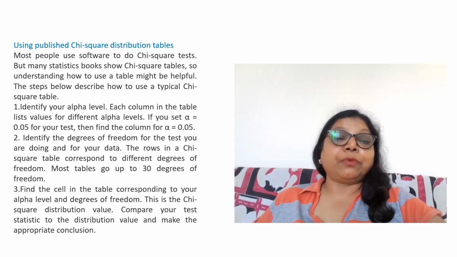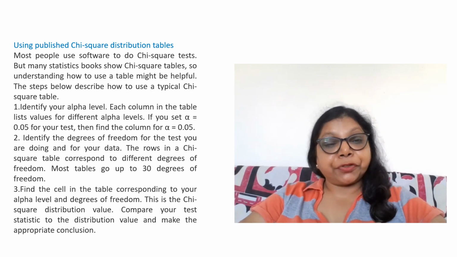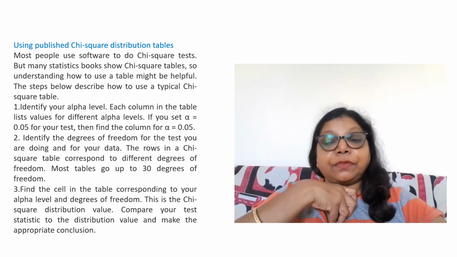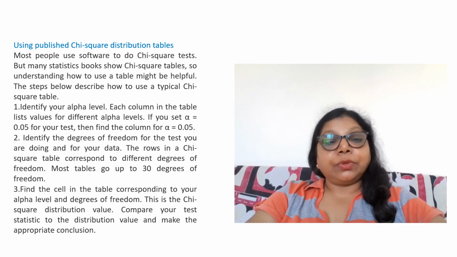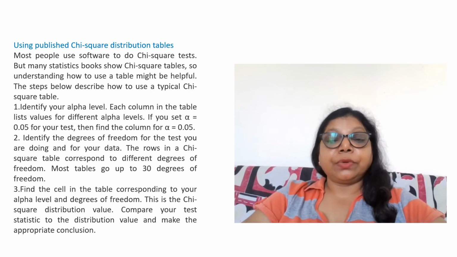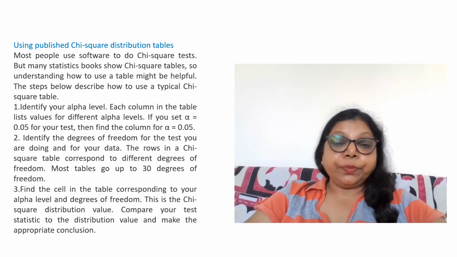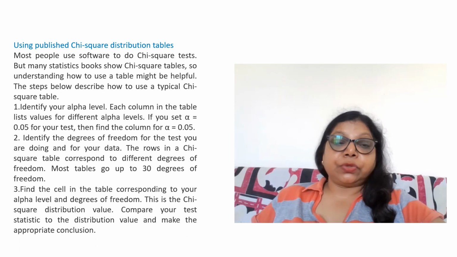If we have alpha at 0.05 for our test, then we will find the column for alpha equal to 0.05. Then we identify the degrees of freedom for the test, and find the rows in the chi-square table corresponding to different degrees of freedom. Most tables go up to 30 degrees of freedom. Then we find the cell in the table corresponding to our alpha level and degrees of freedom. This is the chi-square distribution value. We will compare our test statistic to the distribution value and make the appropriate conclusion.